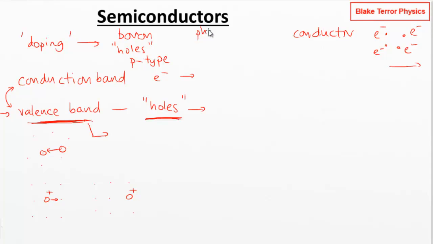So if you put in some phosphorus, then you get more electrons, and you get, you guessed it, N-type, N for negative, and that gives us an N-type doped semiconductor. So we've now got these P-type and N-type semiconductors when they've been doped up. And that means we've got more charge carriers, but it also means we get some very interesting behaviors when you put these two types of semiconductor next to each other.